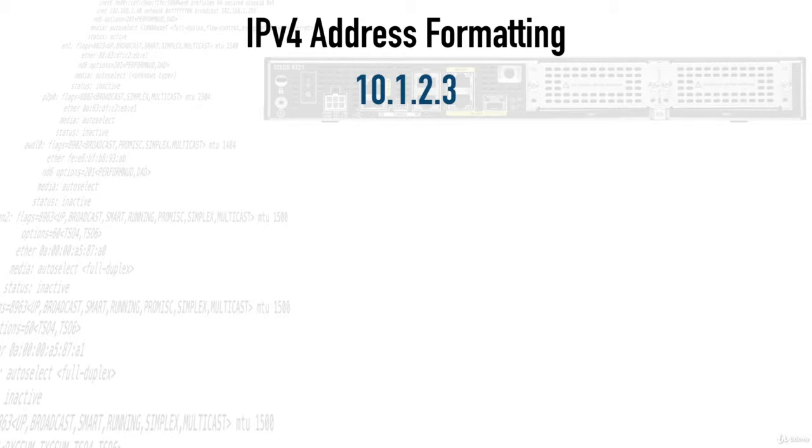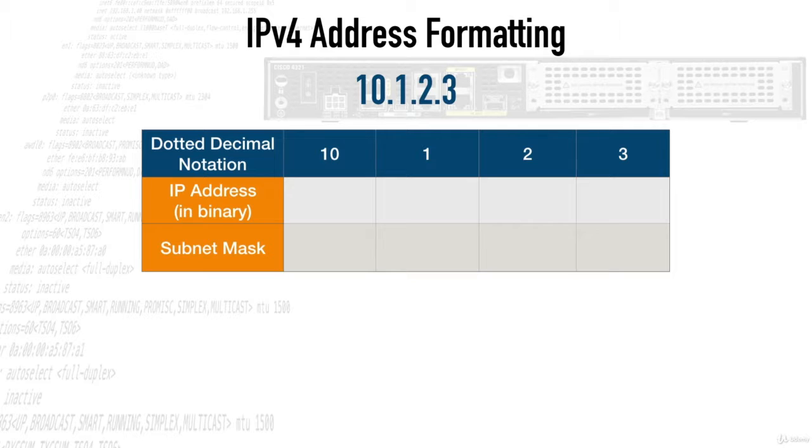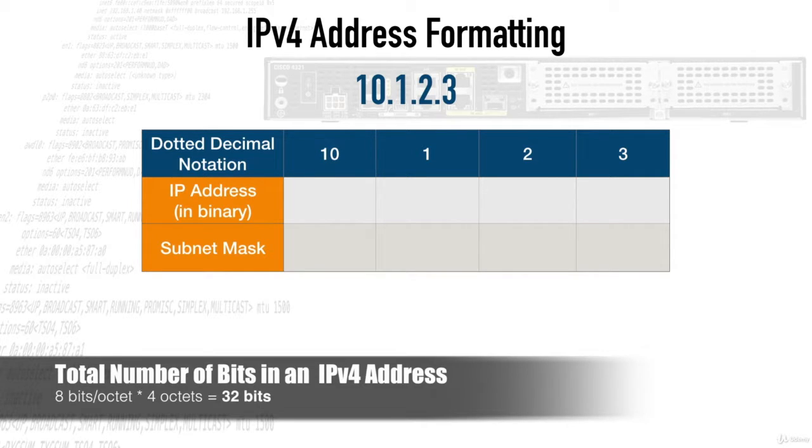First, I want you to notice how this is written. It's 10.1.2.3. You notice the dots? This is called dotted decimal notation. We've got 4 different fields. Each field is separated by a dot. And there are 8 binary bits in each field. As a result, we say that each field is an octet. We've got 4 octets. So how many bits total does that mean that an IPv4 address has? 8 times 4? That's 32. We've got a 32-bit address.